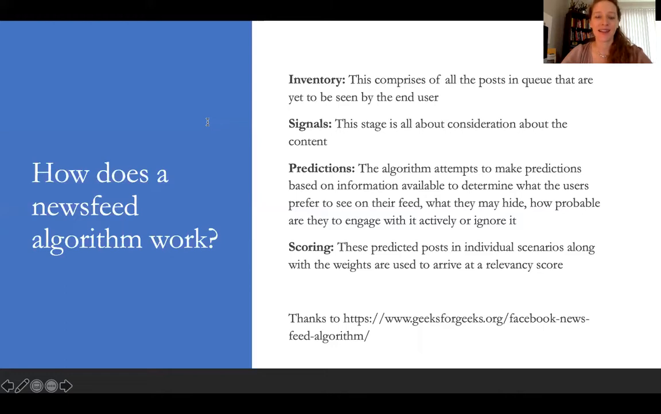Okay, next is the signals. This stage is where they look at the inventory and they make considerations about the content, right? So they have their inventory and now they're looking at the signals within their inventory, okay? So each post is analyzed based on available data, and it can be analyzed according to any of the following, right? The number of likes, the type of post, is it a video, is it an image, the owner of the post, the time and day of the post, the speed of the internet connection, the type of device that's being used, right? Are you on your phone or on your computer?